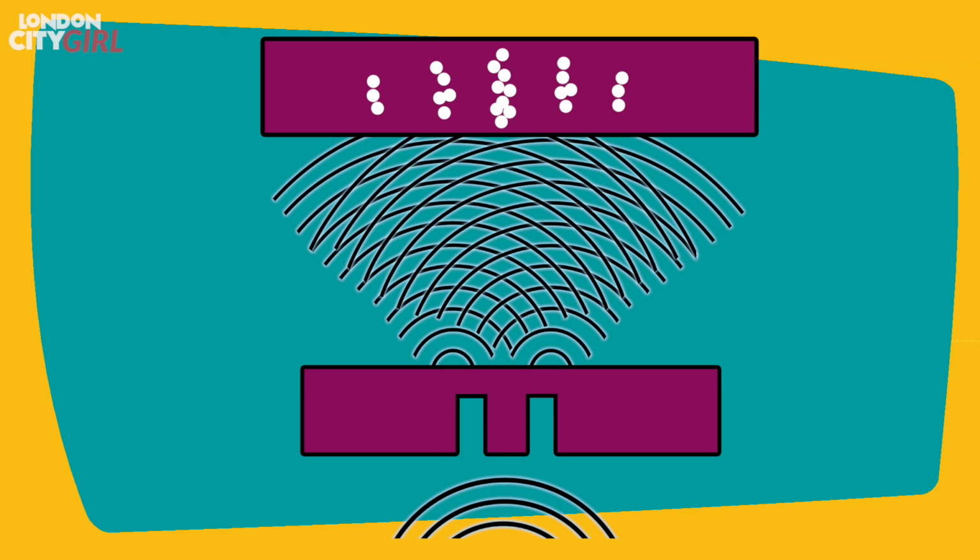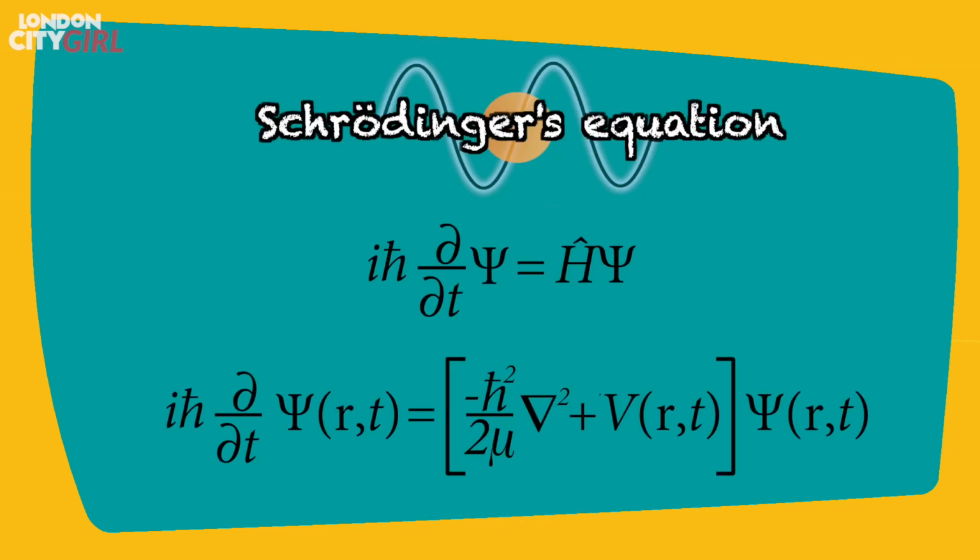Where the waves are most intense, we find more of the electrons on the detector screen, and where they cancel each other out, there are no electrons on the detector screen. Erwin Schrödinger came up with an equation for the electron's wave function, and using this equation, we can find out the probability of the electron being in a particular location.